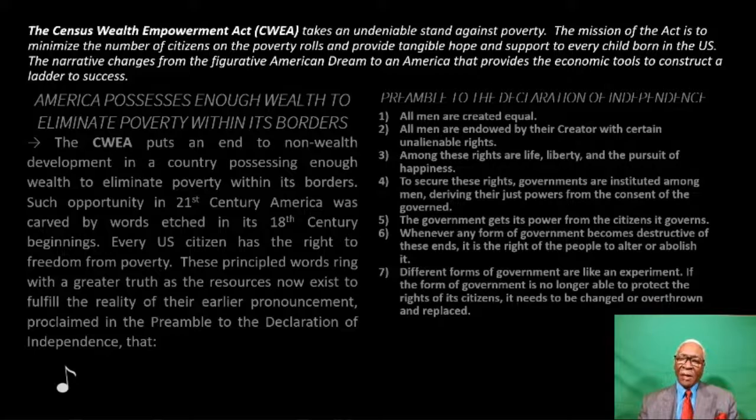People want to come out of poverty, but there must be a way to climb out. It's not enough to say pull yourself up by your own bootstraps when the proverbial boots do not exist. America possesses enough wealth to eliminate poverty within its borders. The CWE Act puts an end to non-wealth development in a country possessing enough wealth to eliminate poverty within its borders. It's not about borrowing from others. It's not about creating some new unique program. There is enough wealth within our borders to eliminate poverty within our borders.